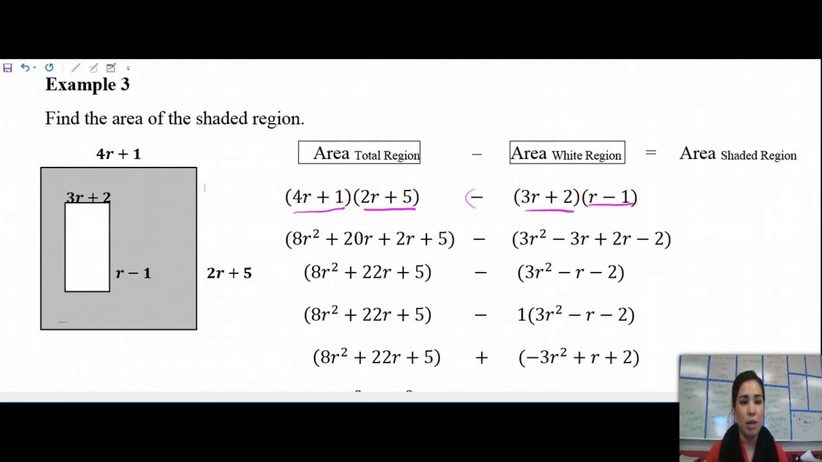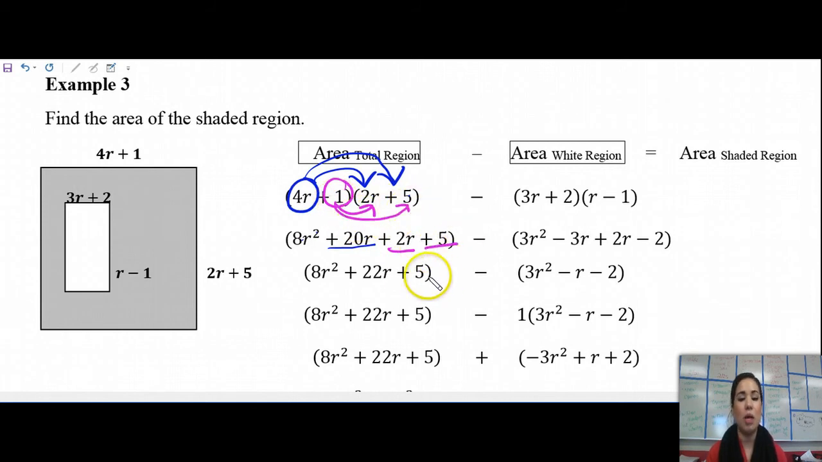So let's go ahead and apply what we know. We're going to distribute first. So 4r times 2r, that gives me 4 times 2 is 8, r times r is 8r squared. Now let's do 4r times 5. 4 times 5 is 20, and then an r, so plus 20r. Now let's go ahead and do the next one. So positive 1 times 2r, that's going to give me positive 2r. And a positive 1 times 5, that's going to give me a positive 5. Okay, so we've done those steps.